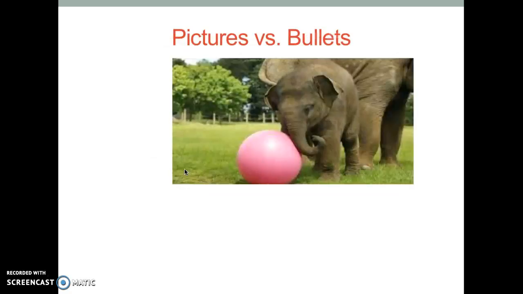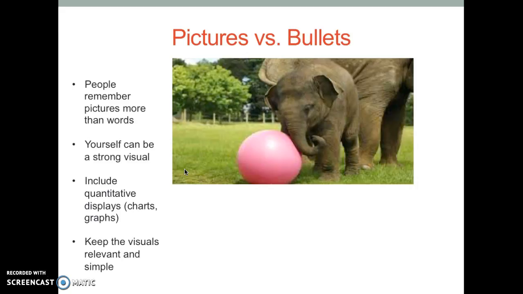Next topic is going to be pictures versus bullets. Now I started off this slide with this picture because out of anything in this whole presentation you will remember this little elephant playing with a ball. And that's because people remember pictures more than they will words. Not saying you want more pictures than you do words, but you want just the right balance between the two.